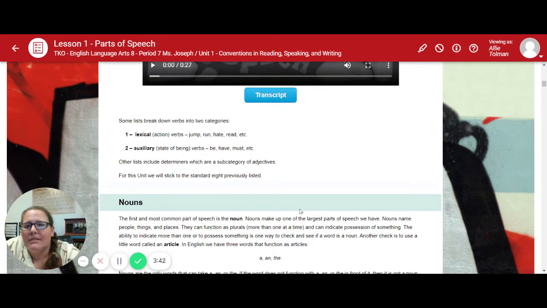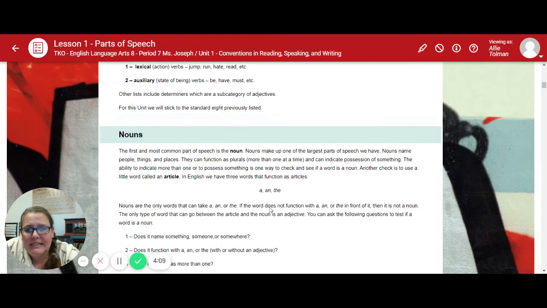Okay, some lists break down verbs into 2 categories: lexical verbs, which are jump, run, hate, read, and auxiliary verbs, which are state of being verbs: be, have, must, etc. Other lists include determiners, which are a subcategory of adjectives. For this unit, we will stick to the standard 8 that were previously listed.